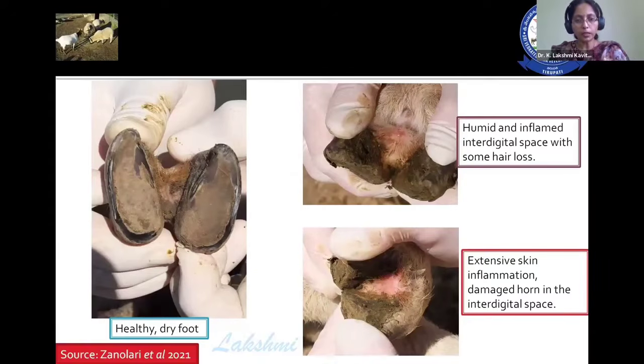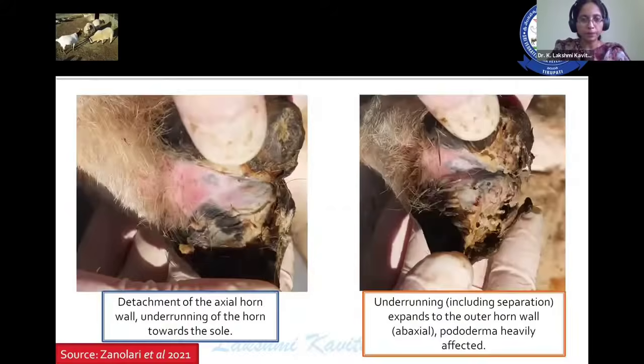In this article, the author has given beautiful pictures related to foot rot. The first one is a healthy, dry foot. From the second and third pictures, the clinical signs start to appear. First, a humid and inflamed interdigital space with some hair loss. Then extensive skin inflammation and damaged horn in the interdigital space.